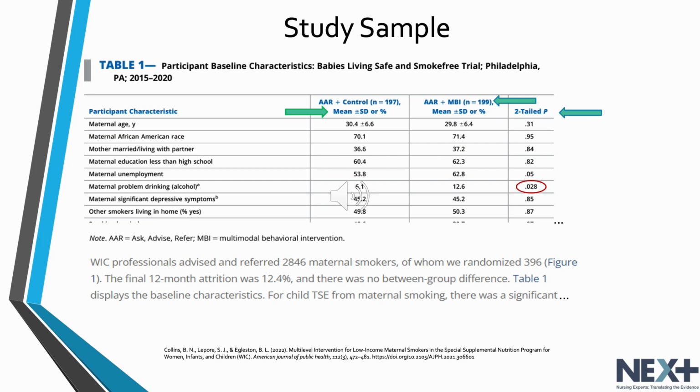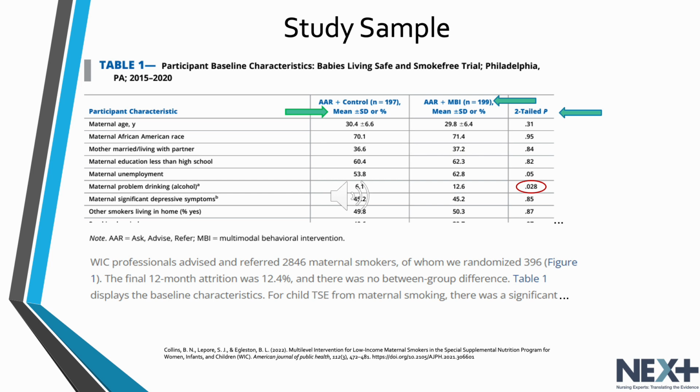Table 1 is from a randomized control trial testing the efficacy of a multi-level behavioral intervention initiated to improve low-income maternal smokers' abstinence and reduce child tobacco smoke exposure. The table shows participant characteristics in the control and intervention study groups.